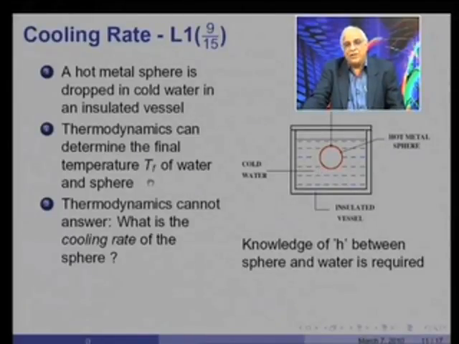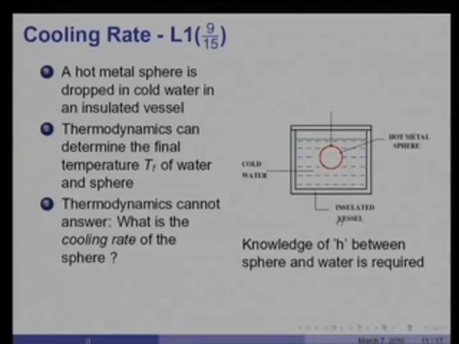If you want to determine the time required for the sphere to reach the final temperature, you would need to know the heat transfer coefficient between the surface of the sphere and the water that surrounds it. In this case, of course, the heat transfer would be by natural convection, because we assume that the water is stagnant and motion in it is induced simply by the density gradient set up by the temperature differences.